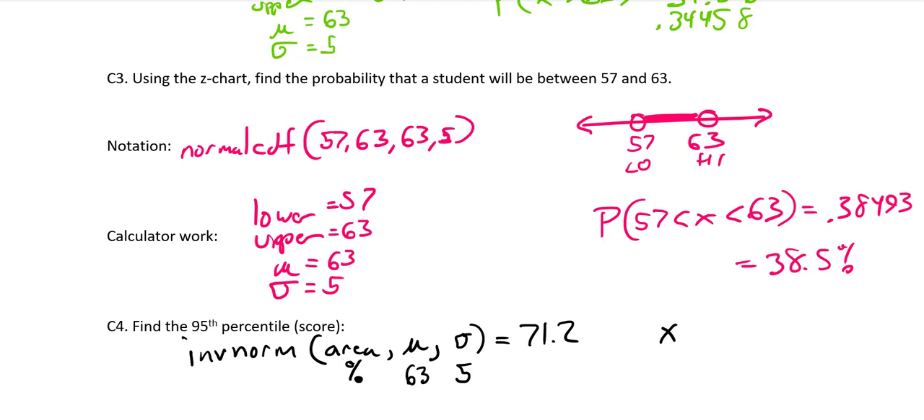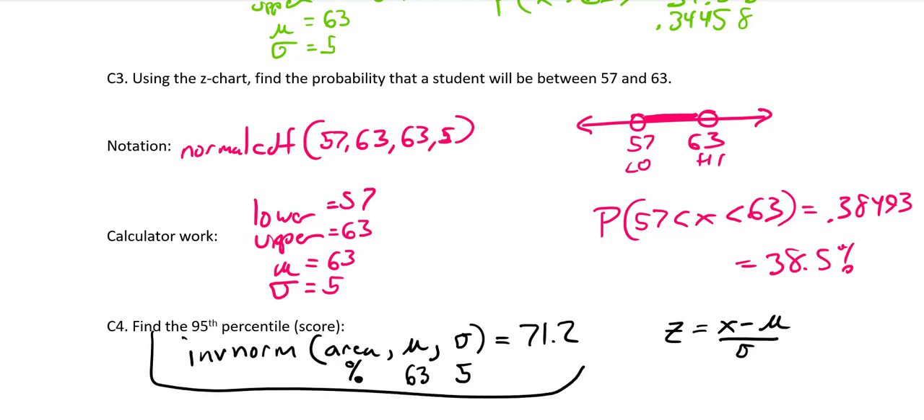The z-score formula, I started with the wrong letter here, the z-score formula is z equals x minus mu, divided by the standard deviation. What makes doing this on the calculator so awesome is that if you were trying to do this by hand, you would be solving for this letter x. Now, we do know our mu, which is 63. I almost wrote a 5 there. And we do know the standard deviation is 5.